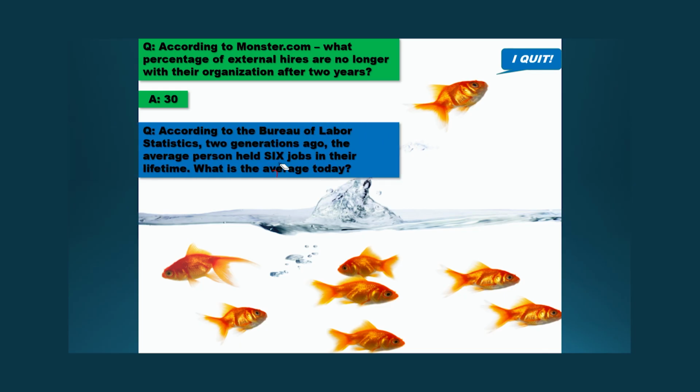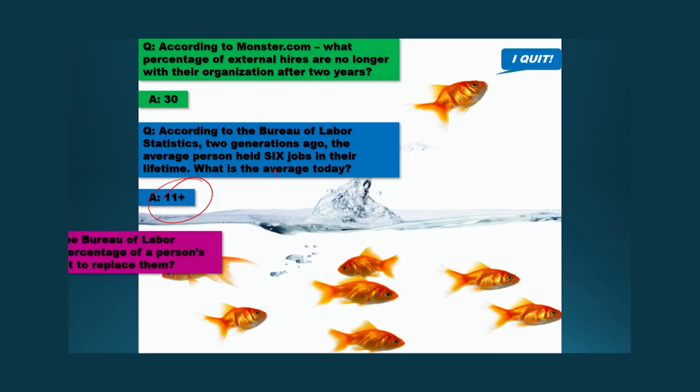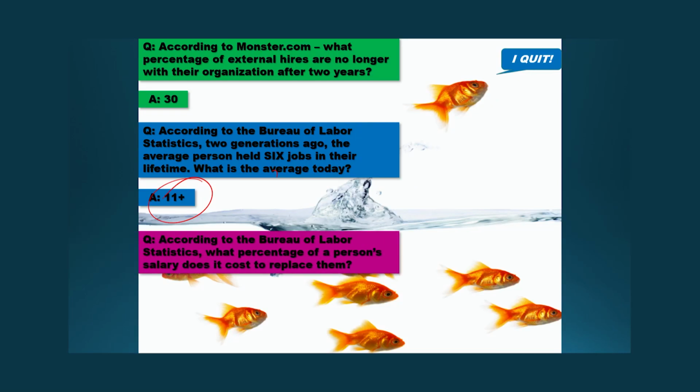Now, according to the Bureau of Labor Statistics, 2 generations ago, the average person held 6 jobs in their lifetime. And do you know what the average is today? It's 11 plus. So job hopping is something which has become a trend in today's time. According to the Bureau of Labor Statistics, what percentage of a person's salary does it cost to replace them? 25%, such a huge cost.